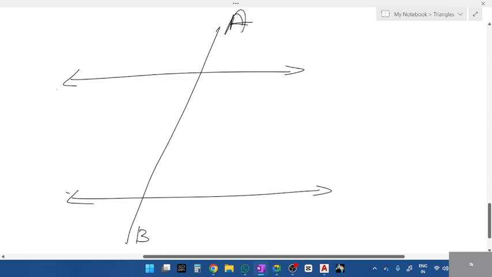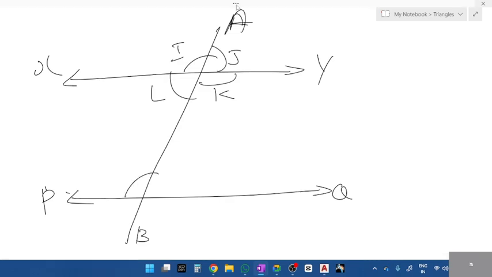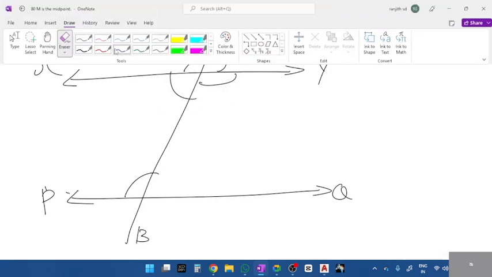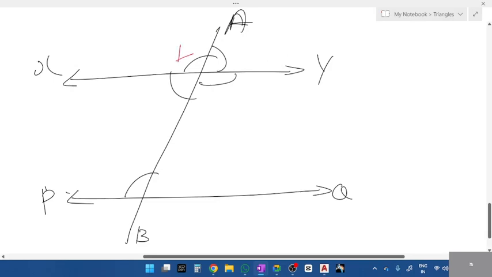AB is a transversal line, a cross line. X, Y, P, Q. No, I'll shuffle the alphabets. You all have to write all the values, students. You have to write all the corresponding, interior, everything. L, I, R, M, C, O, V, W. Take down this question.